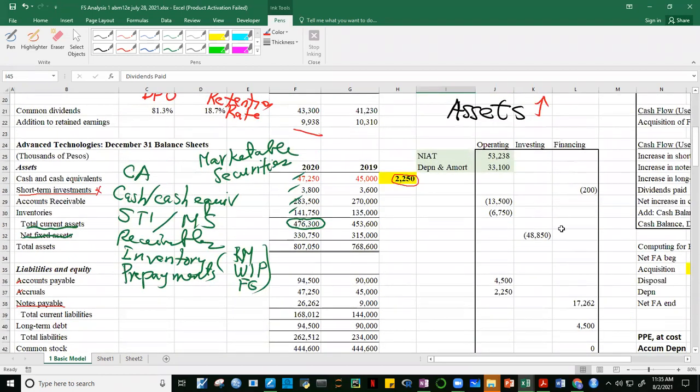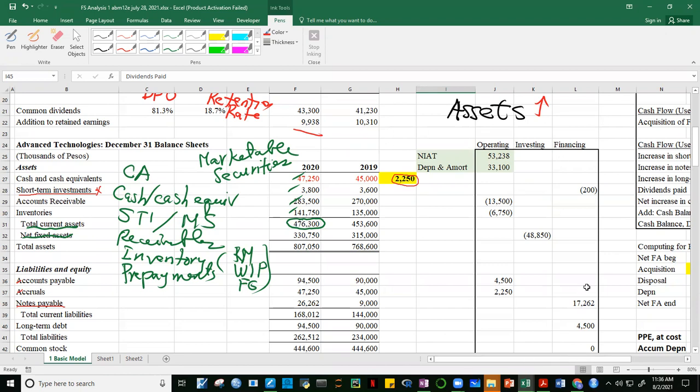So operating, investing, financing, we learned which account will go under operating, investing, and financing, and which one is a source of cash and a use of cash. If assets increase, then that's a use of cash. Therefore, if assets decrease, that's a source of cash. It's the opposite for liabilities and equity. If liabilities and equity increase, then it's a source of cash. If they decrease, it's a use of cash.